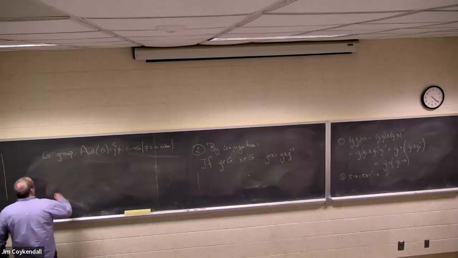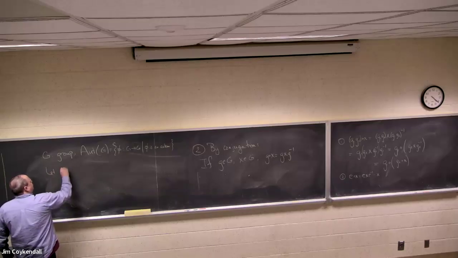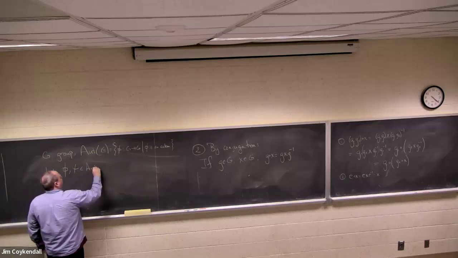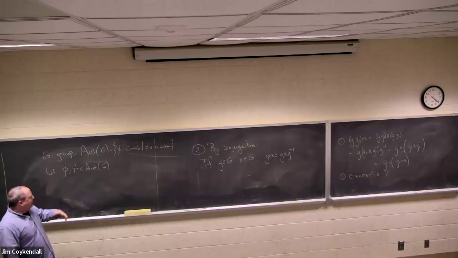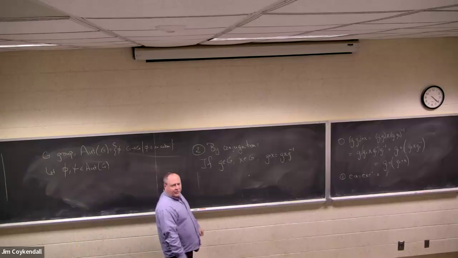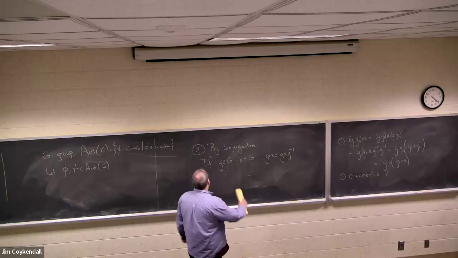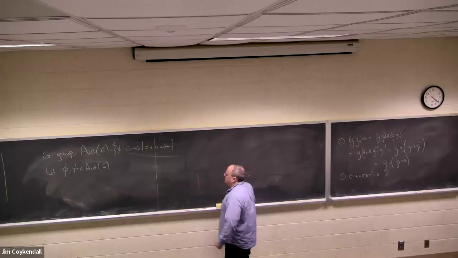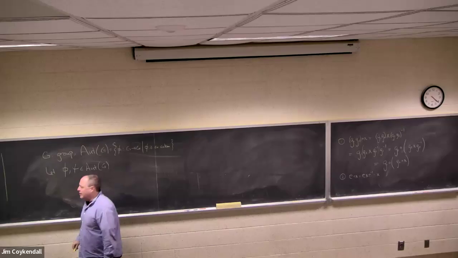Well, notice that Aut(G) is a non-empty set. Now I'm going to get through a lot of this stuff pretty quickly. As far as showing it's a group, most of it's easy, but one thing is kind of subtle.